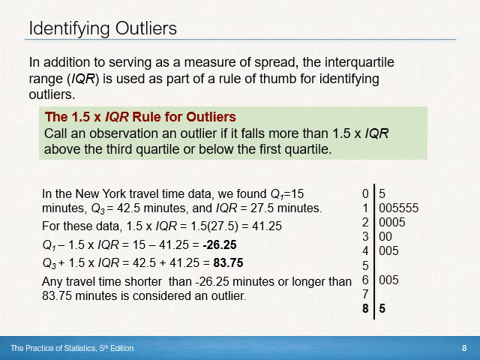If we go back and look at our data again, remember 85 was one of our data values. It was the largest. It appears that it would definitely be an outlier. It is beyond, or bigger than, 83.75.